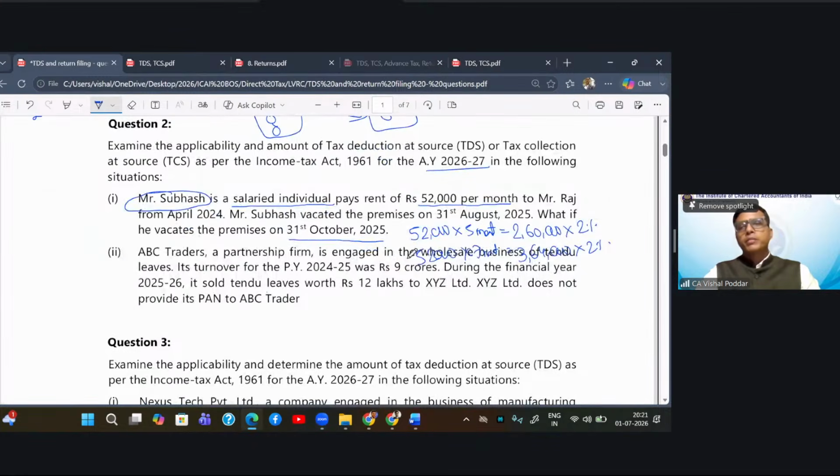ABC Traders, a partnership firm, is engaged in the wholesale business of Tendu leaves. Now we have seen for Tendu leaves, the section is 206C(1). Its turnover in the last previous year is 9 crore. During the current year, it has sold Tendu leaves worth rupees 12 lakhs to XYZ Limited. XYZ Limited does not provide its PAN to ABC. Now here TCS applies.